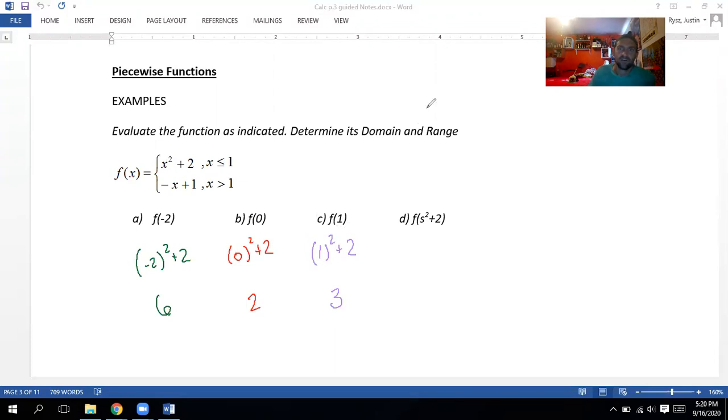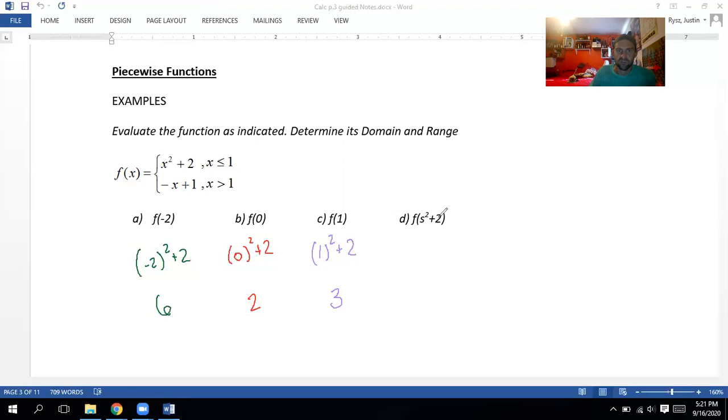Okay, now the next question here. If we have s squared plus 2, is s squared plus 2 less than or equal to 1, or greater than 1? This one's a little tricky, but let's think about it. If we have s being squared, any number squared, what's the lowest it could be? If I plug 1 in, 1 squared is 1. If I plug 0 in, 0 squared is 0. If I plug negative 1 in, it becomes positive 1. If I plug negative 2 in, it becomes positive 4. So even negative numbers, or decimals, become positive. So the lowest this answer could be is 0.